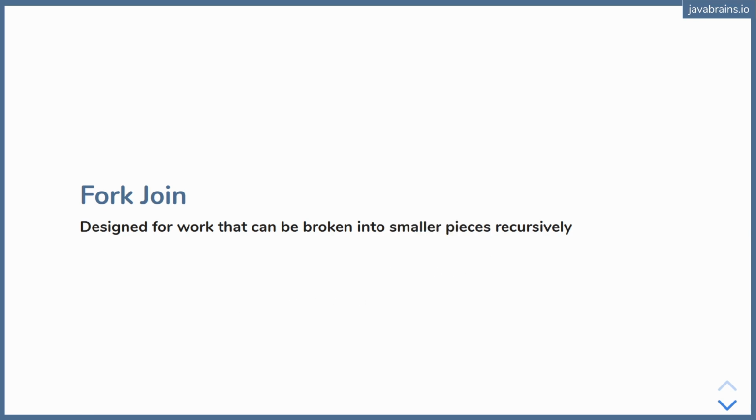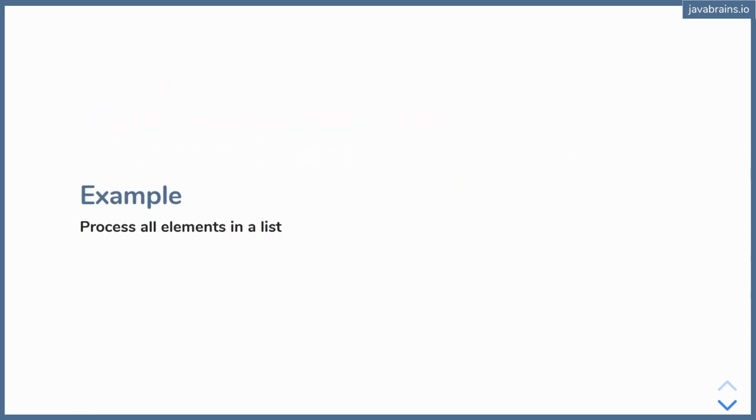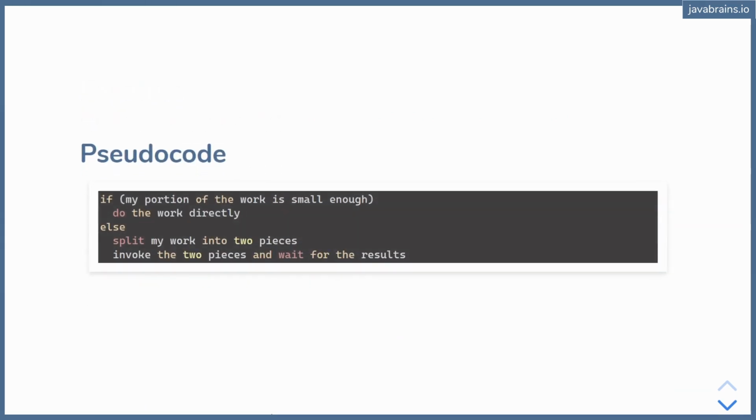Here is the example, processing all the elements in a list. Here is pseudocode for how you would process it if you were doing it recursively. First, let's ignore this if condition over here. Basically you split the work into 2 pieces, then do the processing for the 2 pieces and wait for the results. This is the recursive splitting of work.